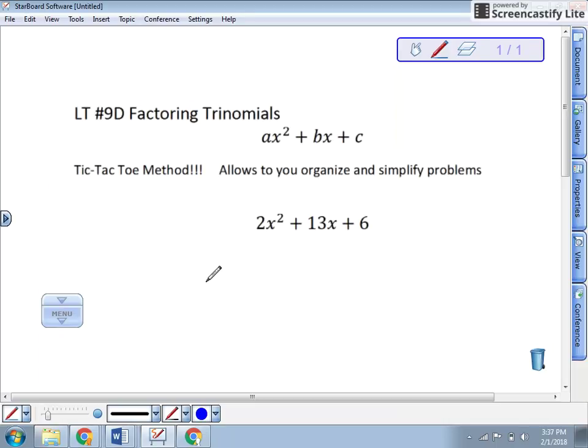All right, today the leading coefficient is not going to be 1. So that's why we have this A there, right? Because the leading coefficient is going to have a number in front of it. Things get a little harder, or not really harder, but just a different technique.